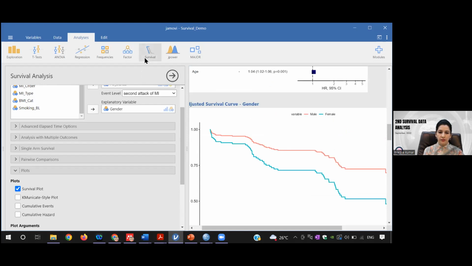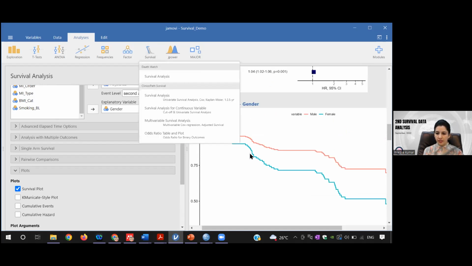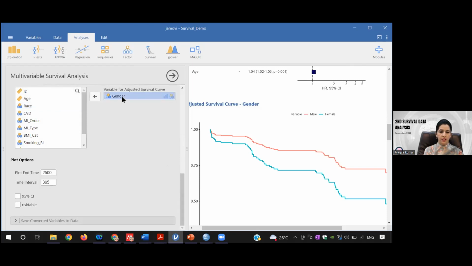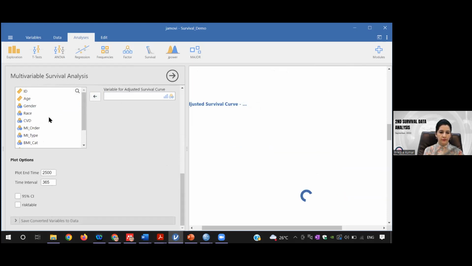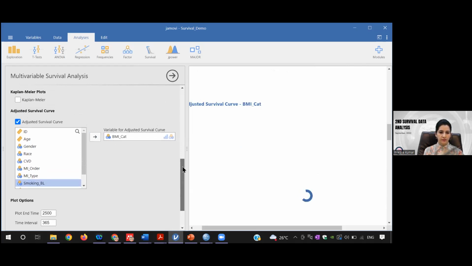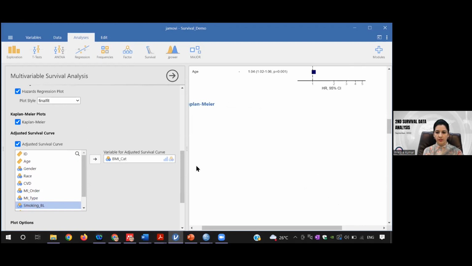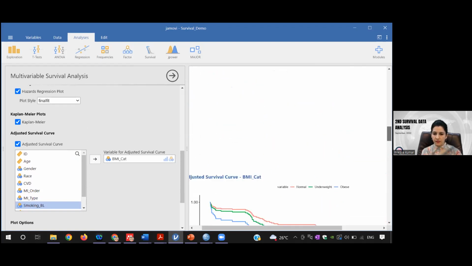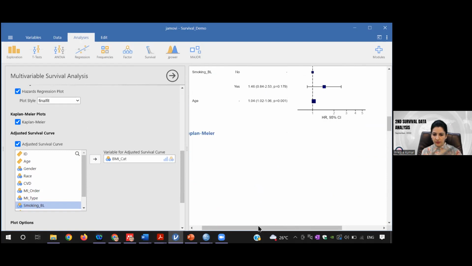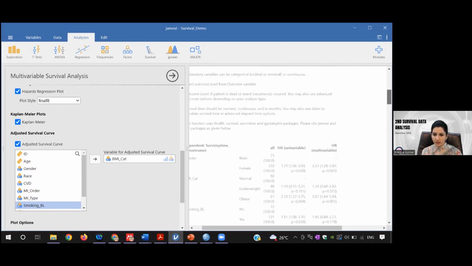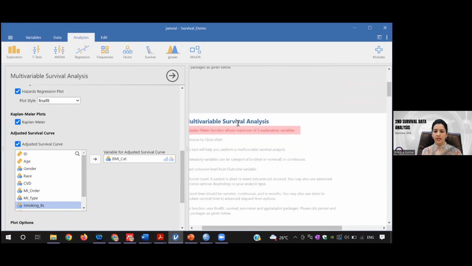Again, if you want to have a survival plot, I will go back to this operation, and instead of gender, if you want to have it with the BMI category, you can click this. You can click this Kaplan-Meier also. But what will Kaplan-Meier give in this case? No, it is not giving. Let me see. Just a sec. Okay, Kaplan-Meier allows a maximum of 2 explanatory variables.